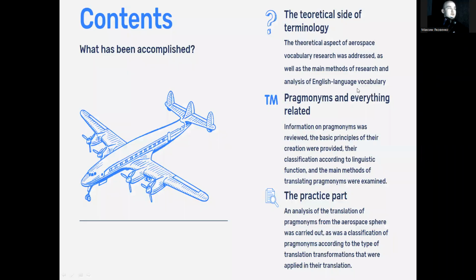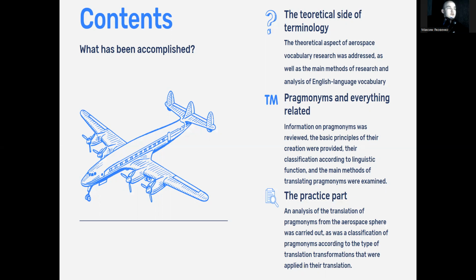In my work, the features of the development of the English language aerospace vocabulary were studied. Terminology was considered as a science. Two main methods of vocabulary analysis, analytical and statistical, have been considered. The ways of formation of aerospace terms have been analyzed. The main models of aerospace term creation have been given. The features of creation and origin of pragmonyms in the aerospace vocabulary of the English language were studied.